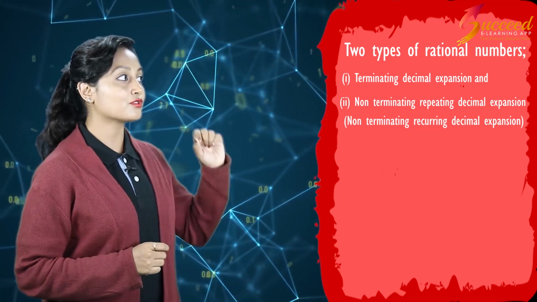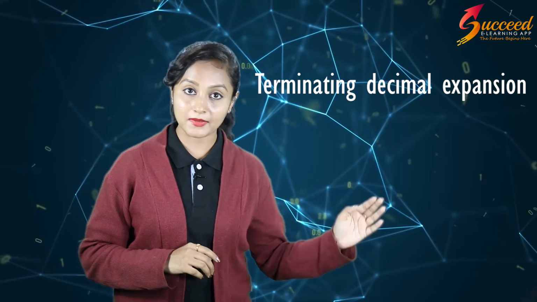For example, for the terminating ones, let us consider 1 by 4. This can be written as 0.25. After this, there is no other number which comes in and there is an end. So this fixed number is called terminating decimal expansion.